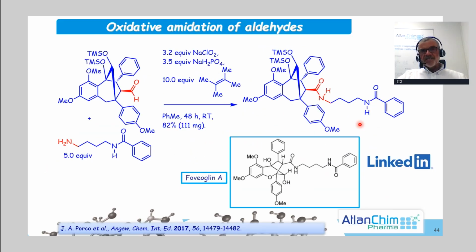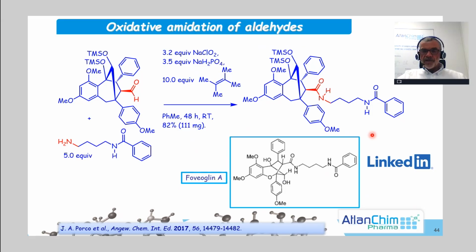So, as presented in one of our last minutes of chemistry on LinkedIn, in the final stage of the total synthesis of this complex natural product, this oxidative amidation was used to prepare this amide from this aldehyde and this aliphatic amine under standard conditions. The desired amide was obtained in 82% yield on a 100 milligram scale.